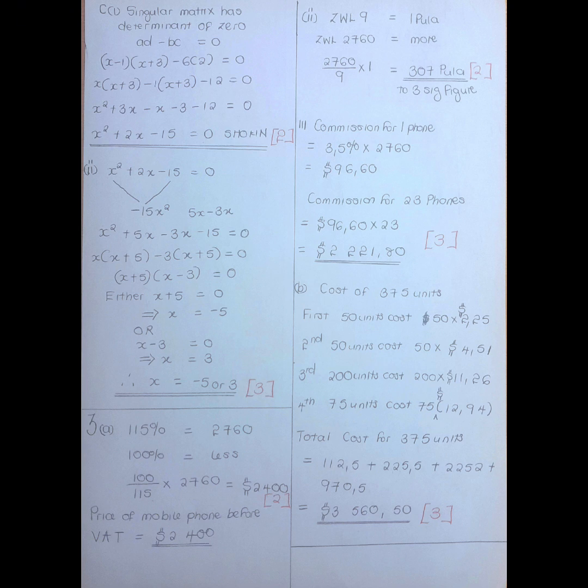And then part B, it was a question on electricity consumption. Calculate the cost of 375 units bought by a household. So here, the first 50 units cost $2.25 per kilowatt hour, right? So the cost of the second 50 units is $4.51 times 50. The third is 200 times $11.26, and then the last is 75 units times $12.94. We then sum everything in order to get our answer, which is $3,560.50. That was all about number 3.